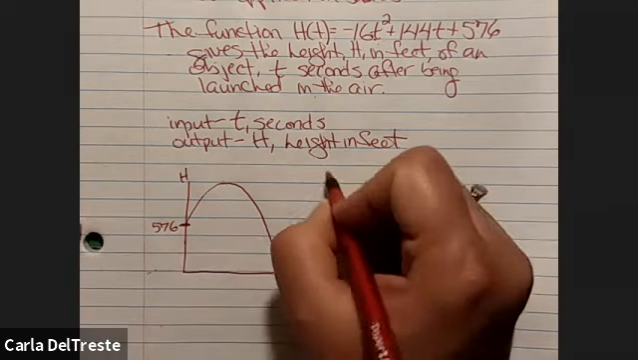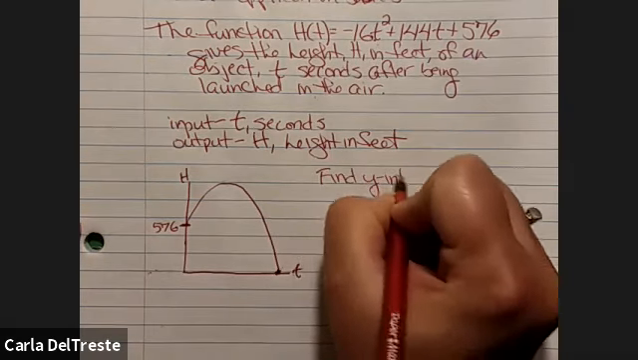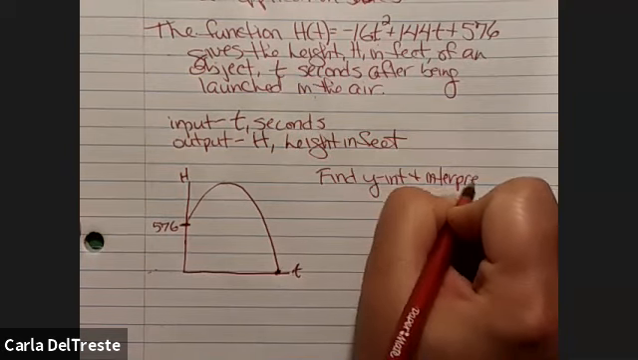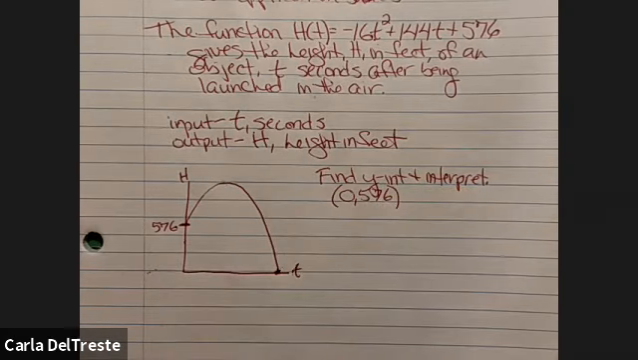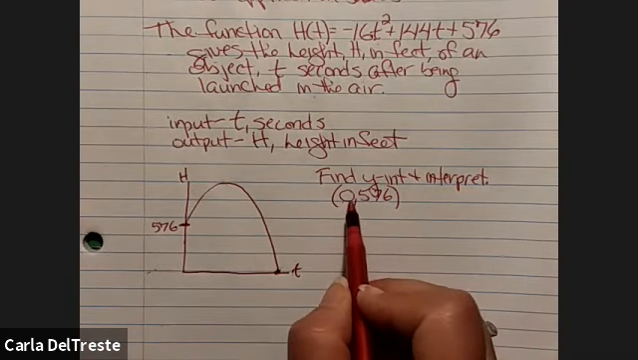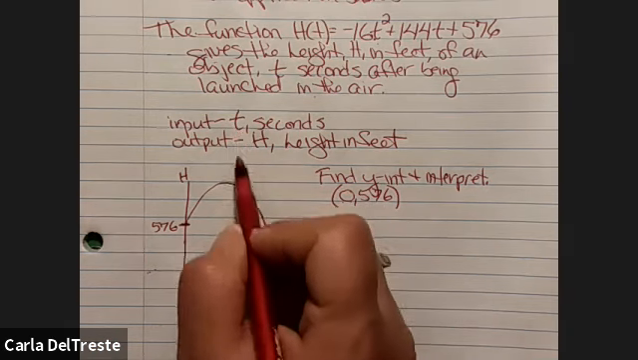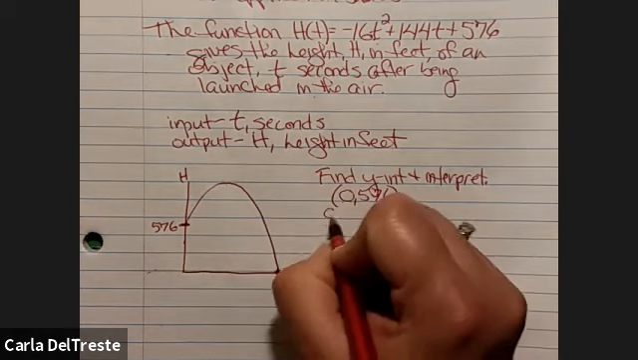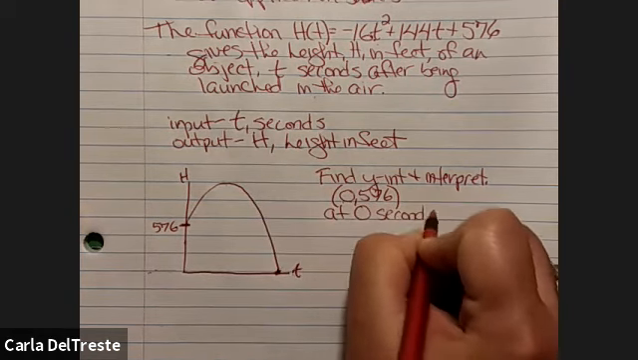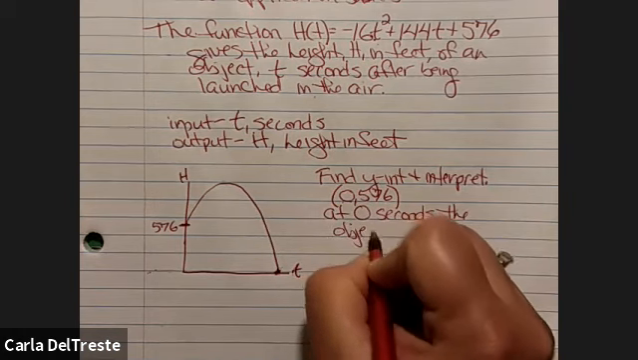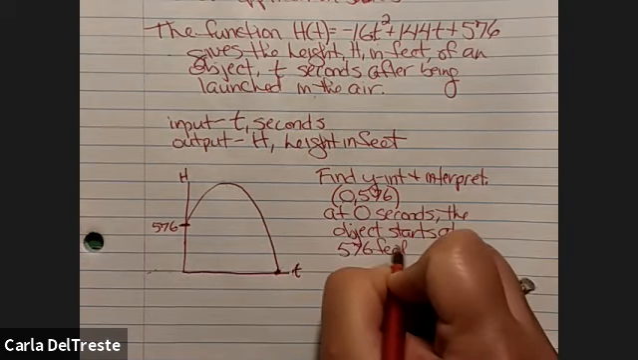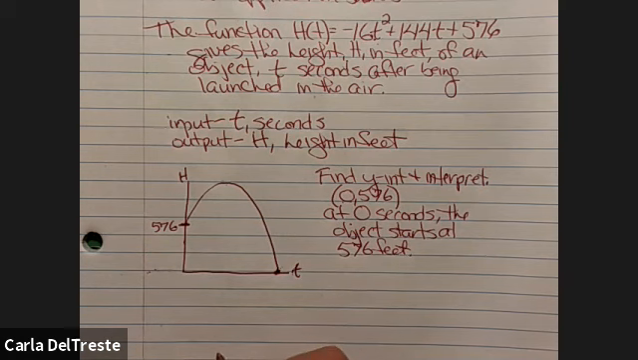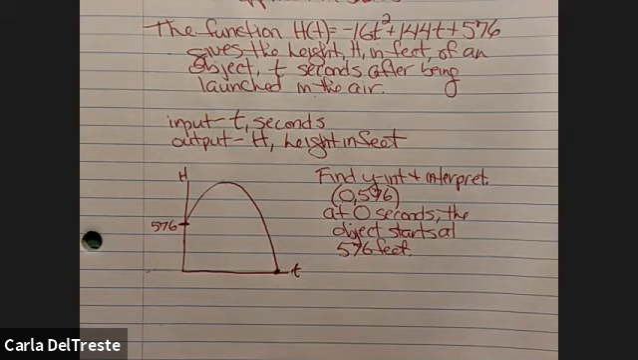So first things first, find the y-intercept and interpret. The finding is the more straightforward part, 0, 576. But again, it's 0 what and 576 what. That's why we list it here, makes it easier. At 0 seconds, the object starts at 576 feet. So maybe it's already in a tall building, okay? Makes sense, because you're just talking about how high off the ground it is.